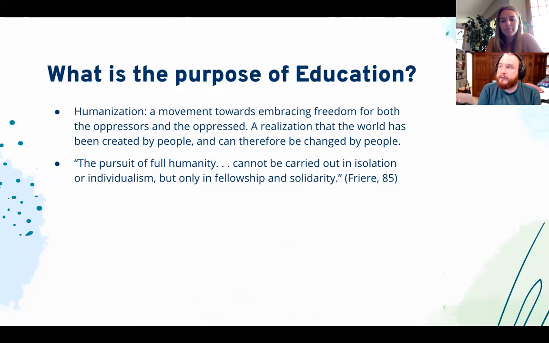And he thinks that the only way in which we can become more fully human is for this struggle to play out and for the oppressed to fully grasp their freedom and liberate the oppressors as well. It's the realization that the world is created by people and can therefore be changed by people. And as Freire says, the pursuit of full humanity cannot be carried out in isolation or individualism, but only in fellowship and solidarity.